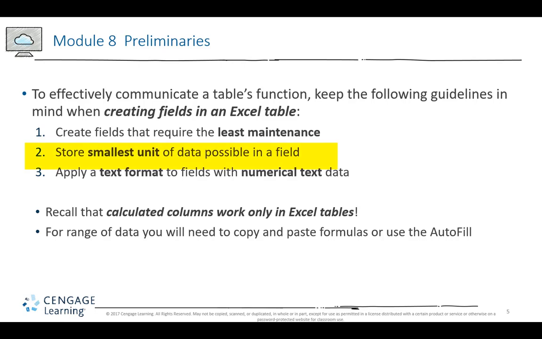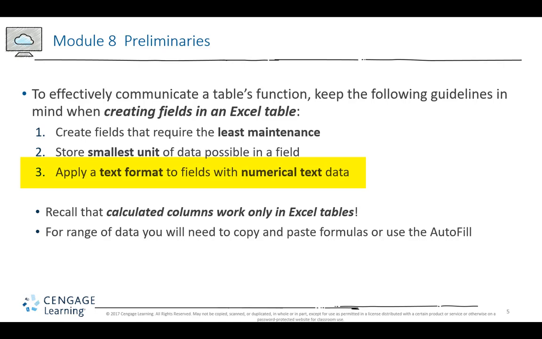2. Store the smallest unit of data possible in a field. For example, it is better to use 3 separate fields for city, state, and zip code rather than one field. The reason is this allows you flexibility when filtering the data. Perhaps you just want to search on a zip code, or alternatively on a city. If these are in 3 separate fields, you will have the flexibility to do so.